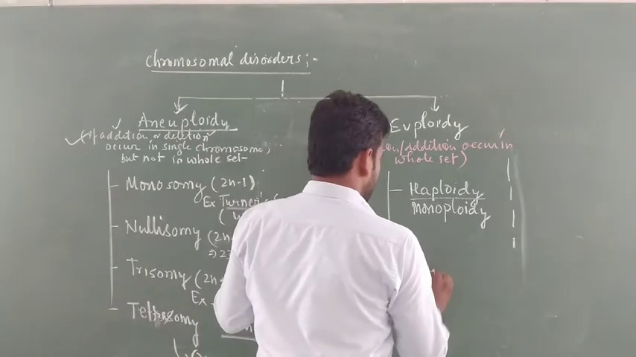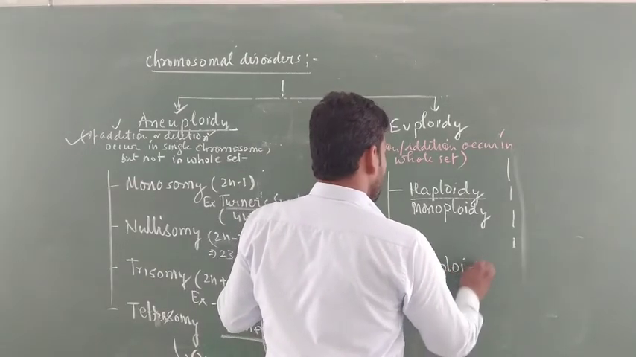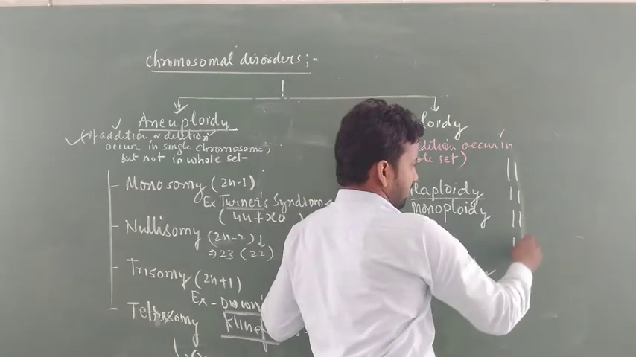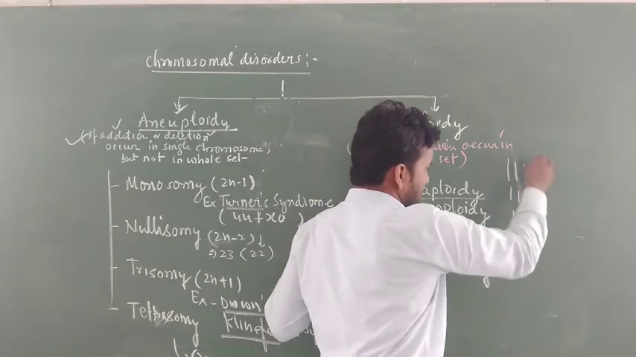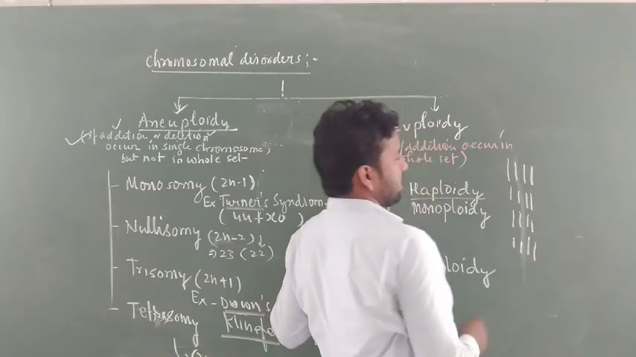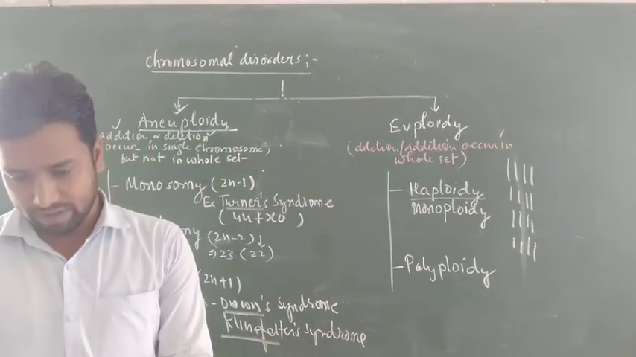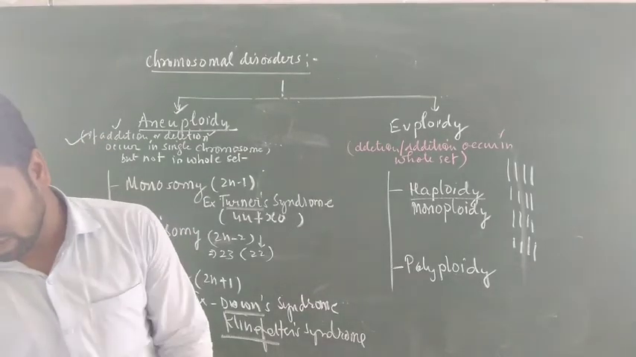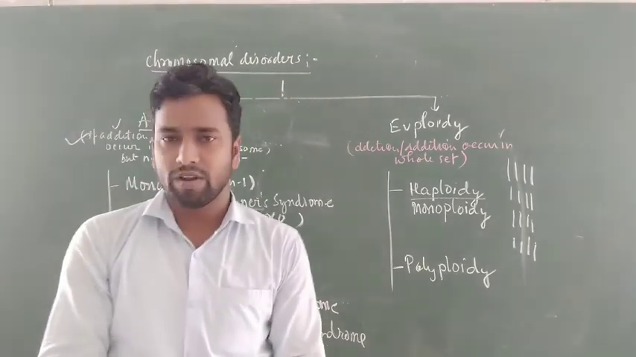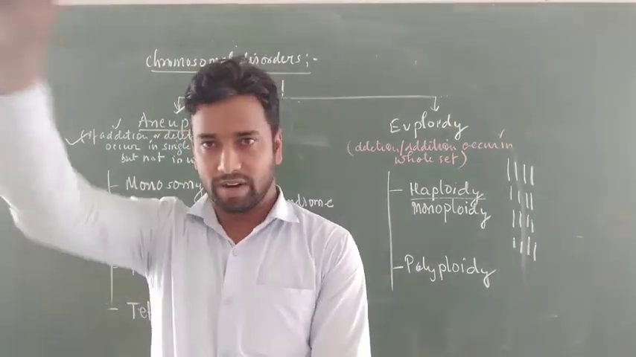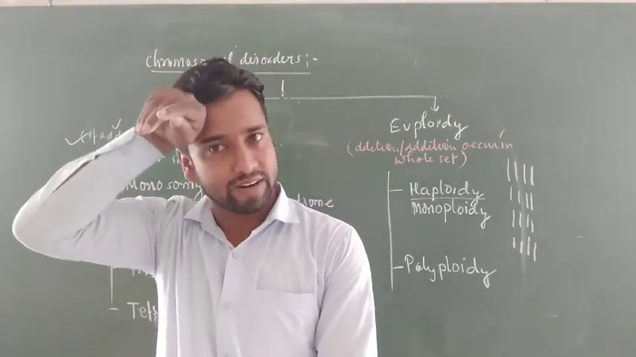In polyploidy cases, suppose there are 4 sets of chromosomes and one additional chromosome is added, again one additional chromosome is added. This condition is considered under the polyploidy condition. Polyploidy also occurs in many forms: autopolyploid, autotriploid, tetraploid, pentaploid, hexaploid, different conditions.